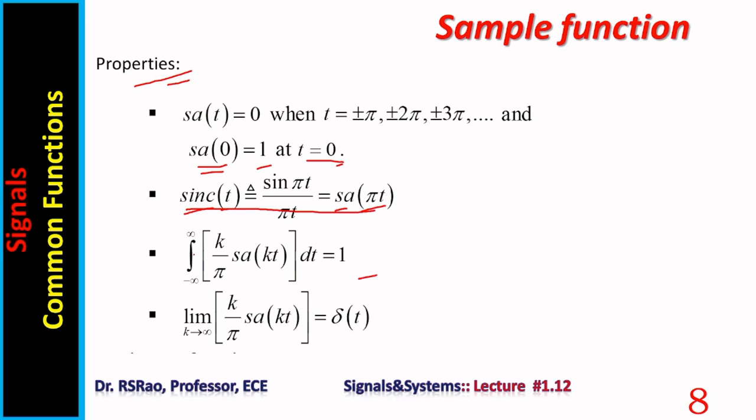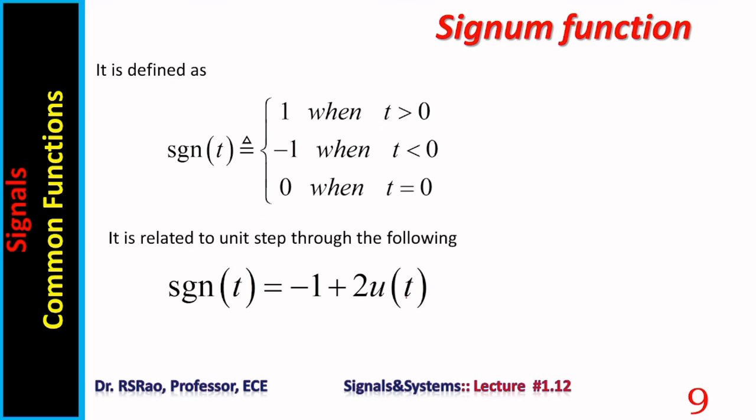Another property: integral from minus infinity to plus infinity of k by pi sample kt dt is 1. Sample function can also be related to impulse. That relation was already mentioned, and is repeated here: limit k to infinity of k by pi sample kt equals delta t.